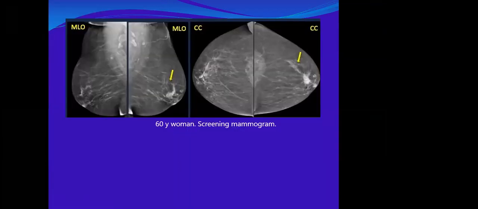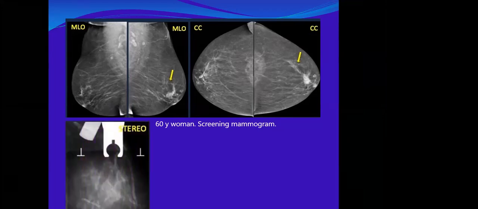The second example, a 60-year-old lady, screening mammogram. What could you see here? Compared to the contralateral, there is an asymmetric finding seen on the left side, periareolar region, seen in the CC as well as on MLO, not extending over a substantial area, not extending over a quadrant. So we are dealing with focal asymmetry.